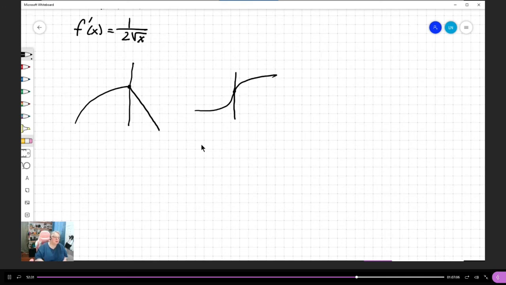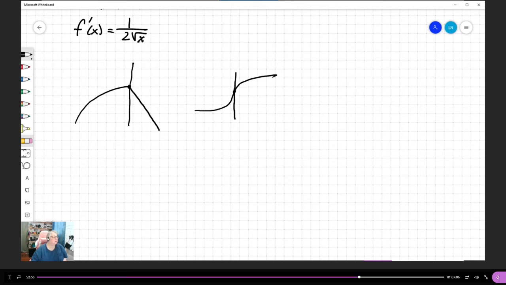All right, and if the tangent line becomes infinite, then that means the function is not differentiable at that point. Now we're going to see as we move on how that's affected. But I just want you to be aware of that.